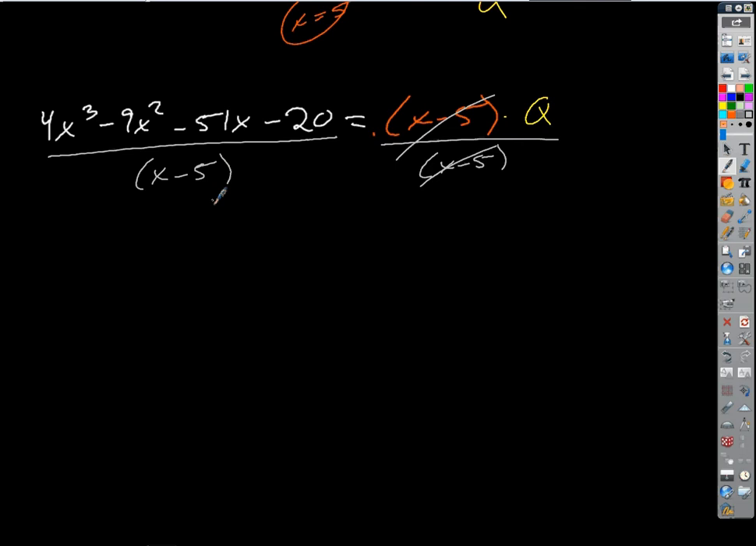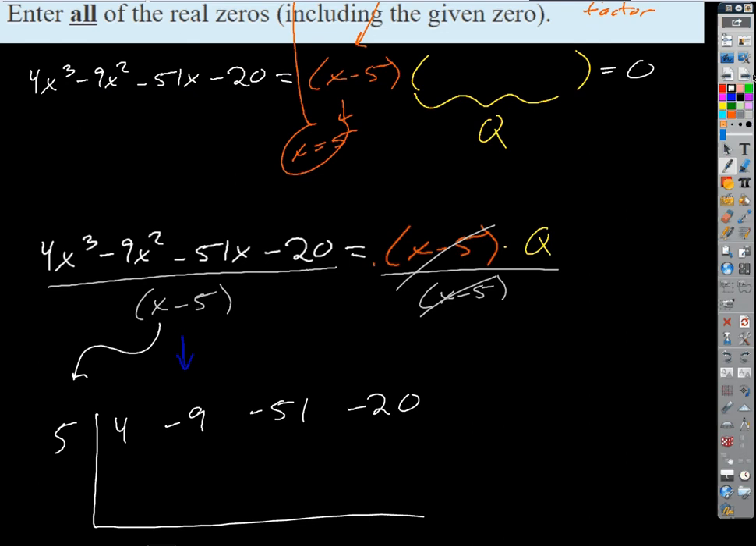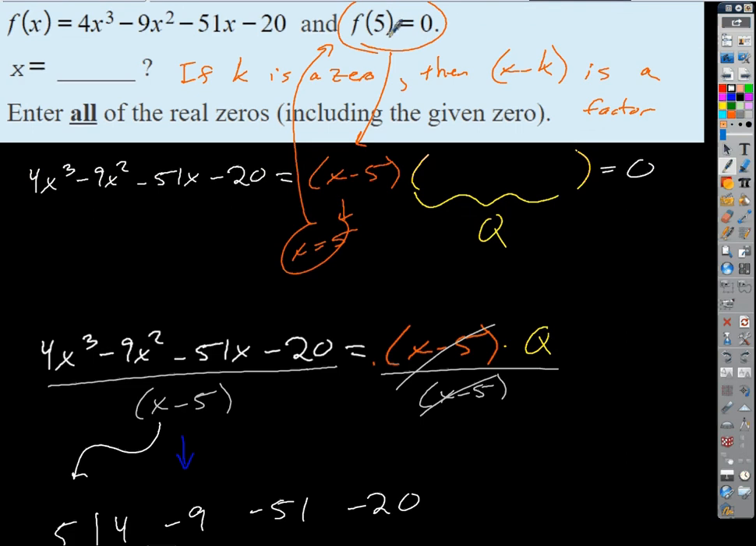Yeah. Okay, so using synthetic division, wouldn't this whole thing just look like this? Inside the brackets, my coefficients would be what? 4, -9, -51. And then out front, no, 5, right? Which we could also get from right there, right?